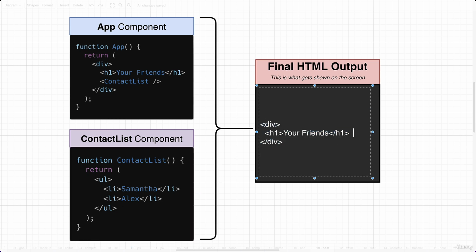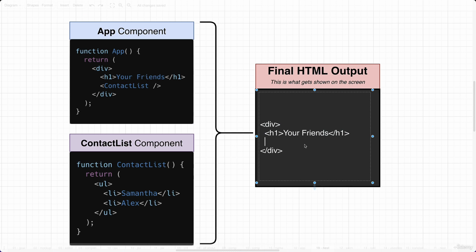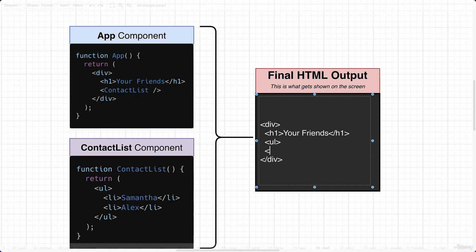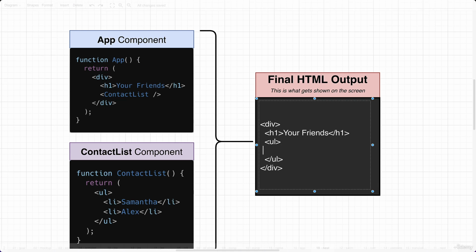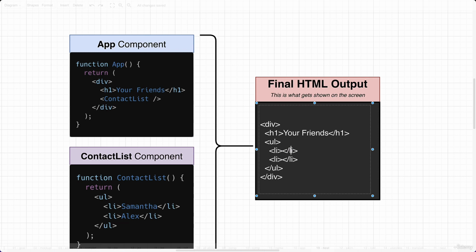So the final HTML that we would generate and show on the screen would have a UL right after that H1, and then inside there, the two LIs that say Samantha and Alex.